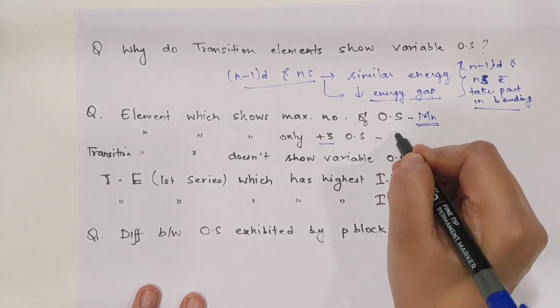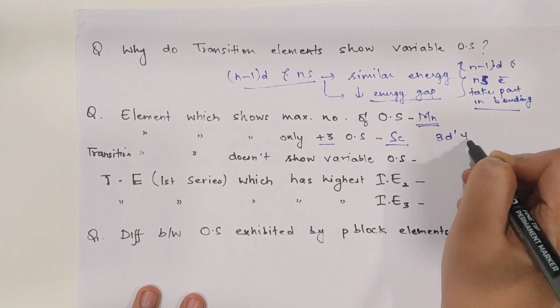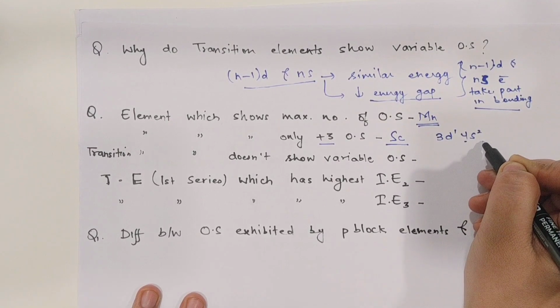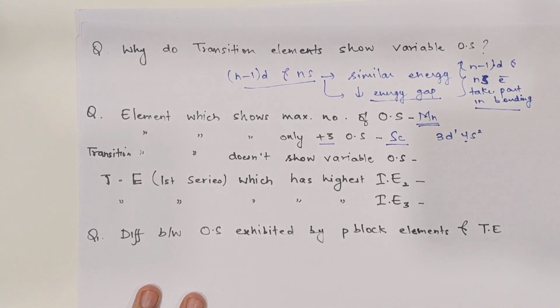The transition element which shows only +3 oxidation state. There's just one, scandium. Its configuration, scandium configuration is 3d1 4s2. After losing these two electrons, it loses one more to attain stability, to attain the noble gas configuration.